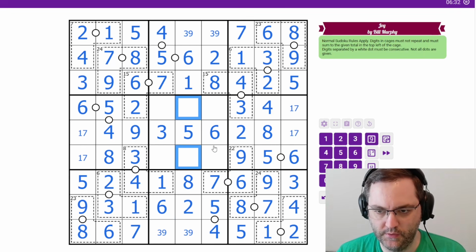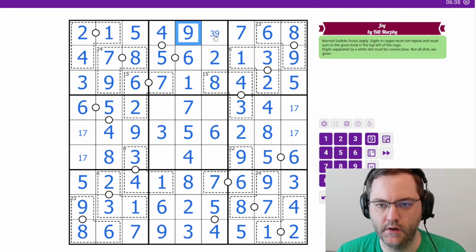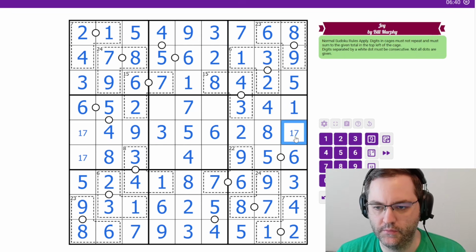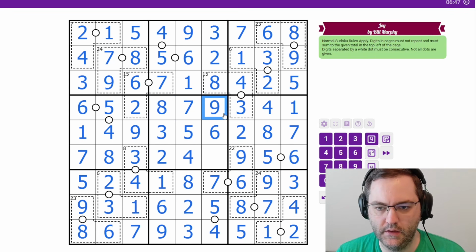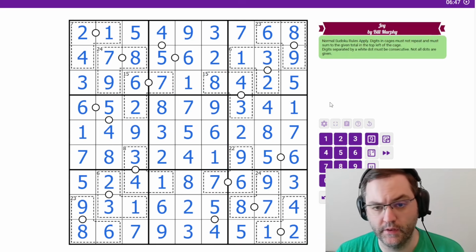In the column, we still need 4 and 7, which we can do. And now the 3 here resolves 9, 3, 9, and 3. The 7 resolves 1, 7, 1, 7. And to finish off, we're going to have 2, 8, 9, and 1. And that's the solution. I really like that puzzle.